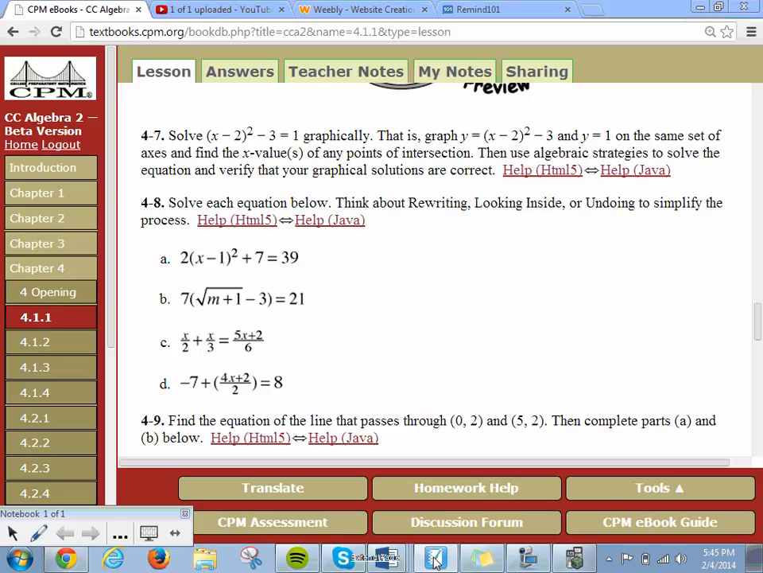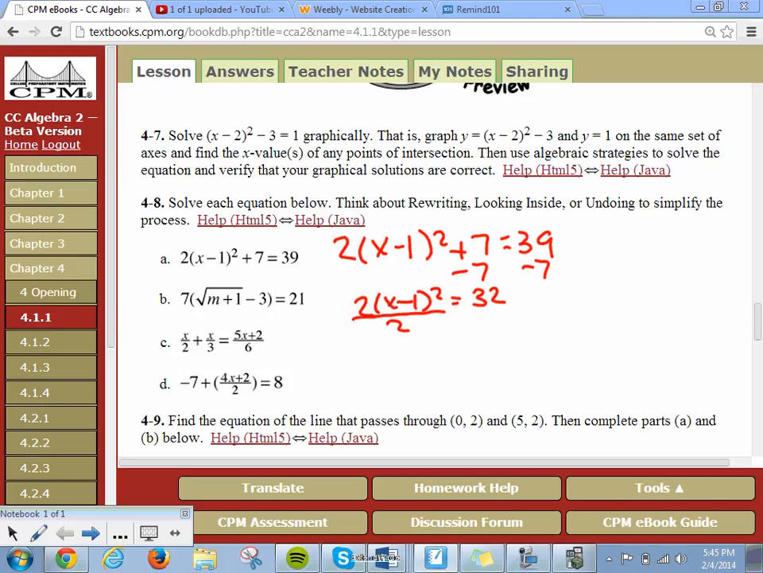So for this first one, we've got 2 times the quantity x minus 1 squared, plus 7 is equal to 39. So I'm going to go ahead and subtract 7 from both sides, leaving me with 2 times x minus 1 squared is equal to 32. And I'm going to divide everything by 2, leaving me with x minus 1 squared is equal to 16. So we take the square root. We're going to get that x minus 1 is equal to 4, and x minus 1 is equal to negative 4.